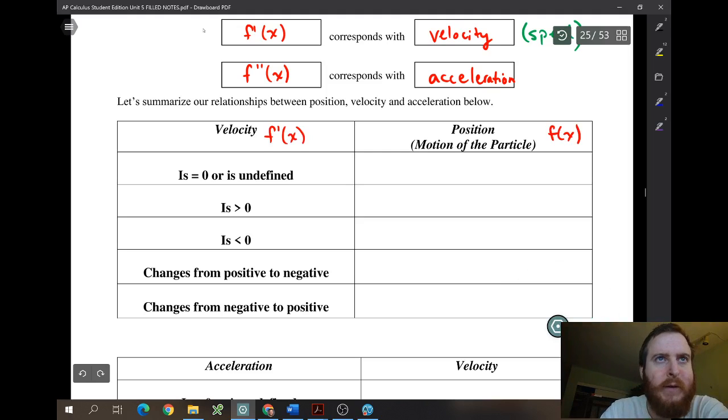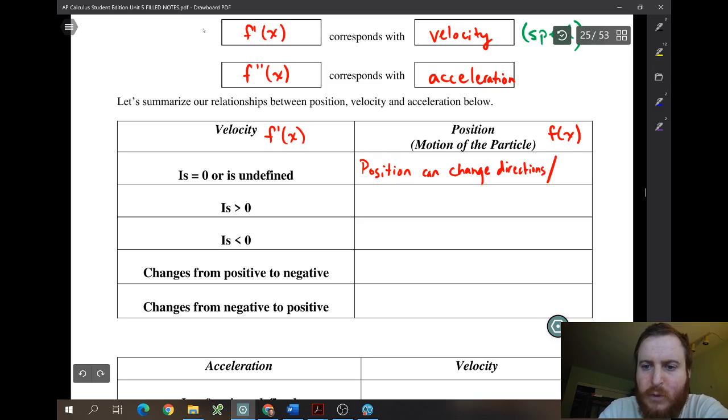So what did we say when the derivative was 0? We have a critical point, right? And that's where we could have a maximum and we could have a minimum. So what does that mean about the position? That means that the position can change directions at this point, and maybe also the position can have a max or a min at this spot, right? It's our critical point.